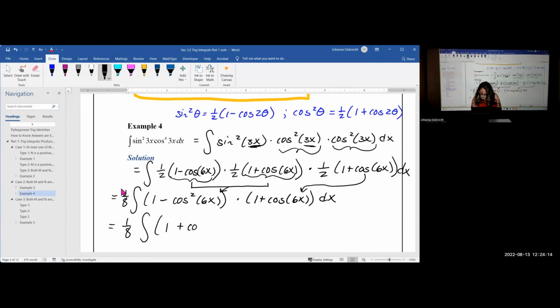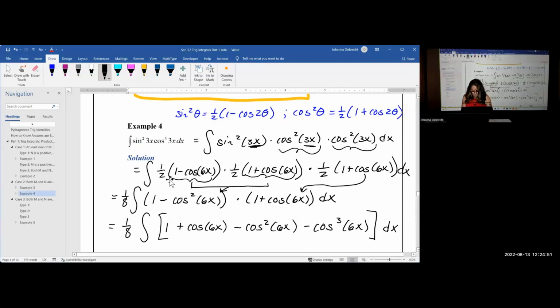So that's cosine of 6x with a plus. And then on the inside, I get negative cosine squared of 6x times 1. So negative cosine squared of 6x times the 1. And then the last, I have a negative times a positive. So it's negative cosine squared of 6x times cosine of 6x means I have cosine cubed of 6x. And it is negative. Maybe I should make these square brackets so I can see. All right. So now I've gotten down to here.